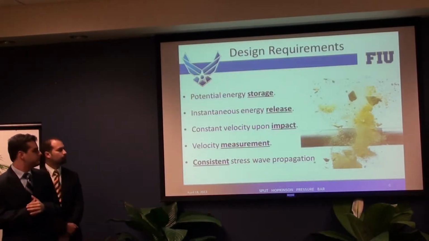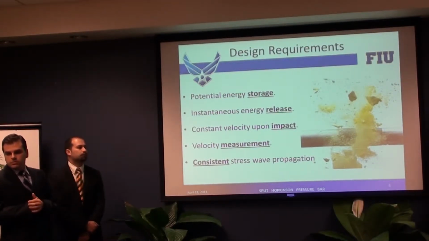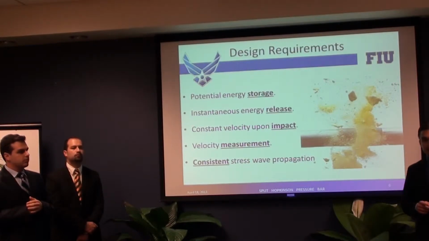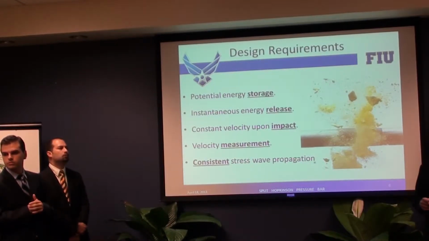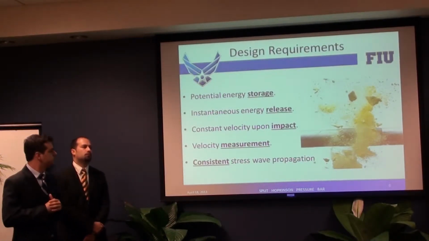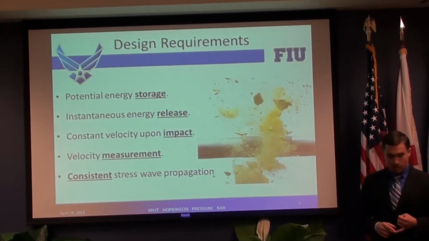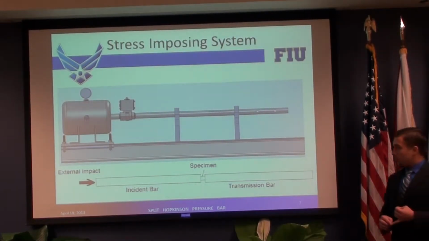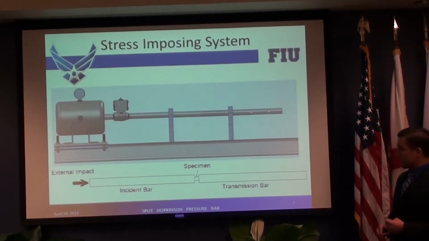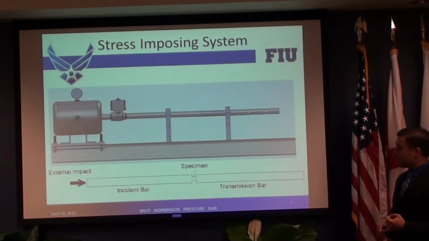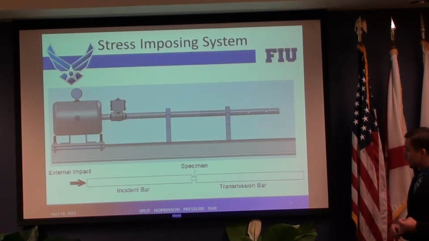So we designed our system around a set of requirements. These requirements called for a system capable of storing potential energy. It had to release said energy instantaneously and create a consistent, measurable velocity, inducing a one-dimensional stress wave down the Hopkinson bar. Here we have a diagram of our stress imposing system. To the left is the capacitance reservoir, followed by the fast-acting solenoid ball valve, and our modified barrel for the striker bar.